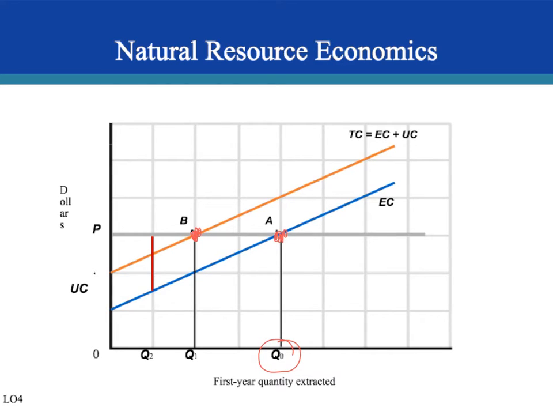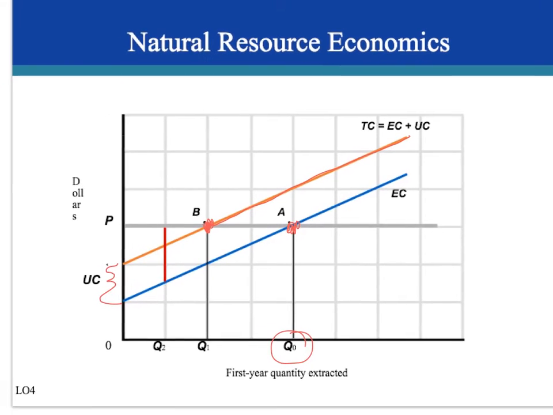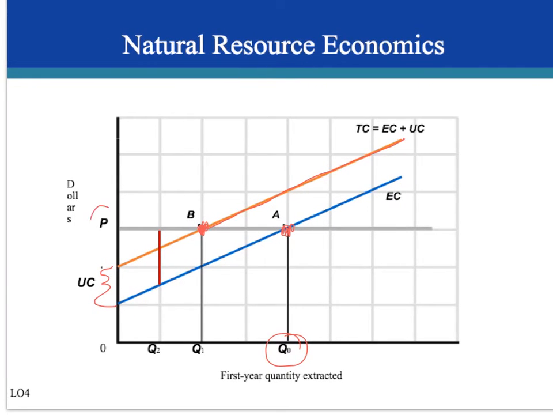Okay. And then the difference between the total cost curve and the extraction cost is the user cost over here. So the firm won't produce anything greater than Q1 because the cost after Q1 is greater than the price per unit that they're receiving for the resource.